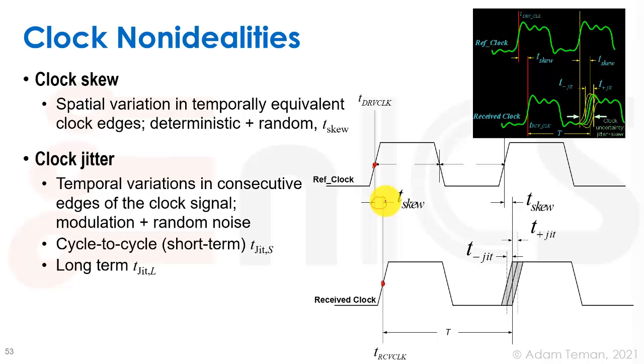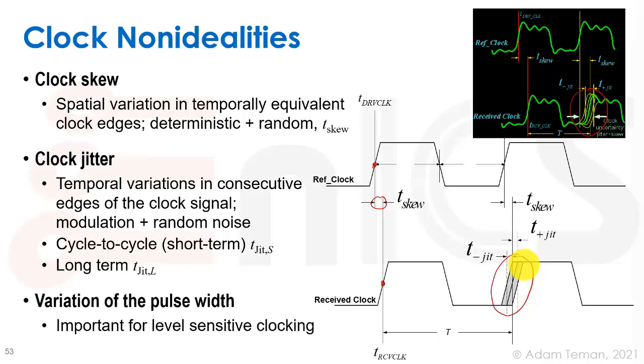And the other thing is clock jitter, and that's temporal variations in consecutive edges of the clock signal, modulation and random noise. It's cycle-to-cycle jitter, which is short-term jitter, or long-term jitter. And you see that it's this type of thing. Two consecutive clock edges, their phase will be slightly different for all kinds of reasons. It could be that from one clock cycle to the next, from one edge to the next, they'll move a bit. It could be that over a period of time, your clock cycle floats a little bit and you have long-term jitter. So this actually causes a variation of the pulse width. We have that big T over there, and it causes it to change, and we'll see how that affects us in a moment.